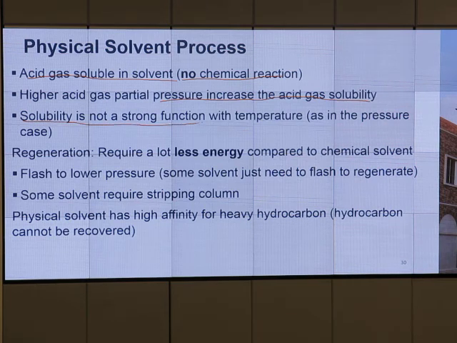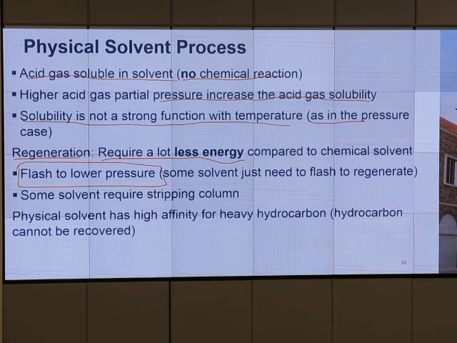Solubility is not a function of temperature as in the pressure case, so regeneration requires a lot less energy compared to chemical solvent. It depends on what we try to regenerate it for. If we use Selexol to absorb CO2, we can flash to lower pressure or atmospheric pressure. So to regenerate it, sometimes they just flash it. Sometimes we do a little bit of solvent stripping, or sometimes we just heat it.